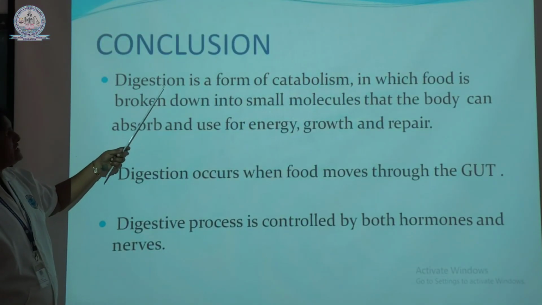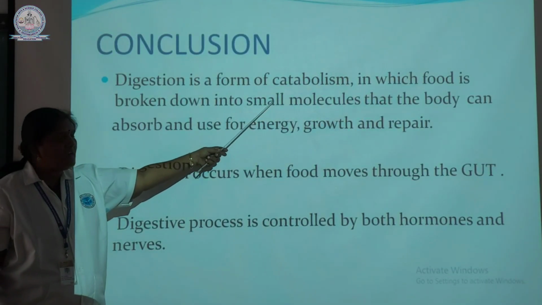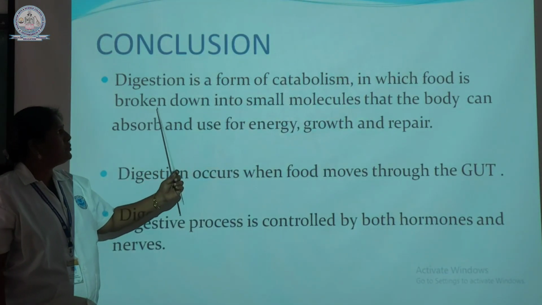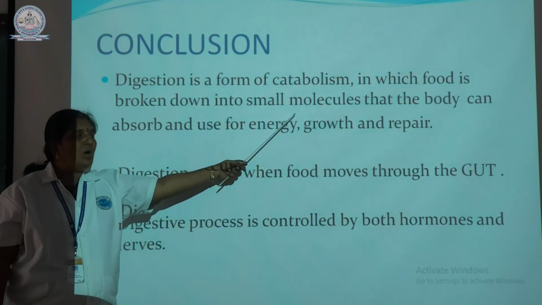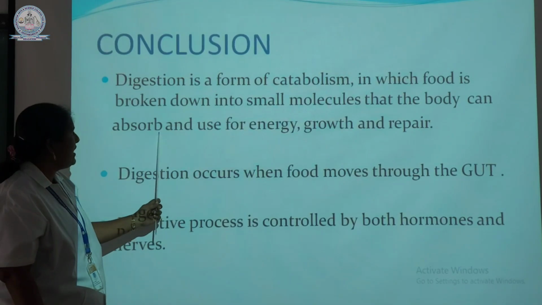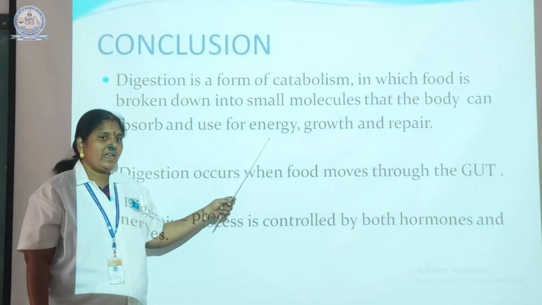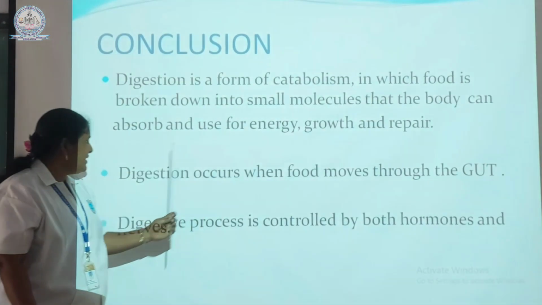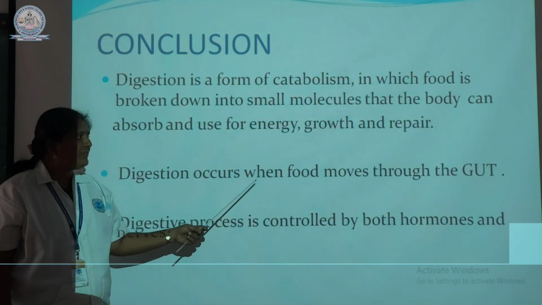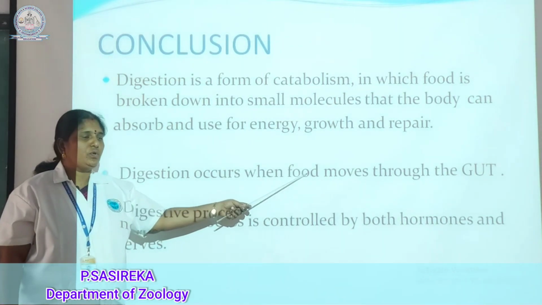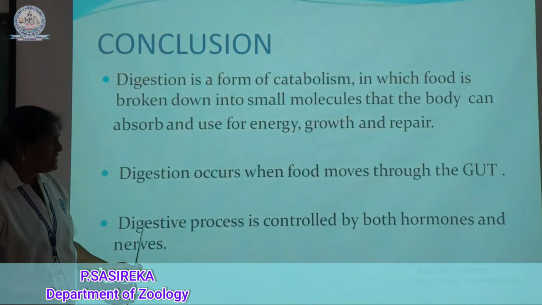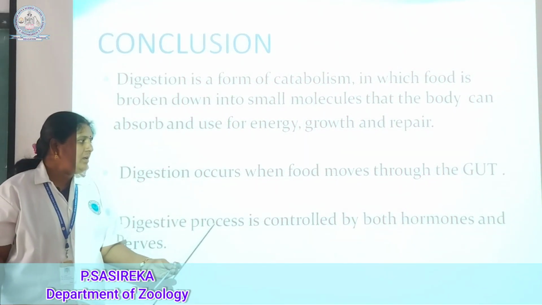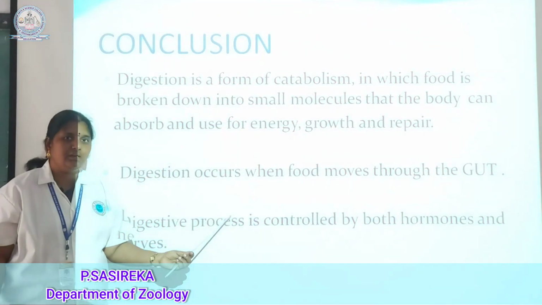Conclusion: digestion is a form of catabolism in which food is broken down into small molecules that the body can absorb and use for energy, growth and repair of dead cells. Digestion occurs when food moves through the gut. The digestive process is controlled by both hormones and nerves.